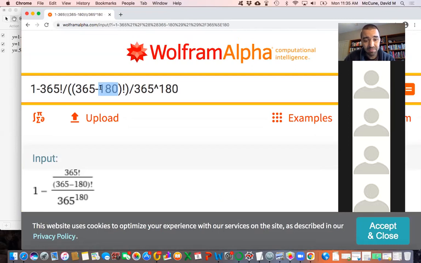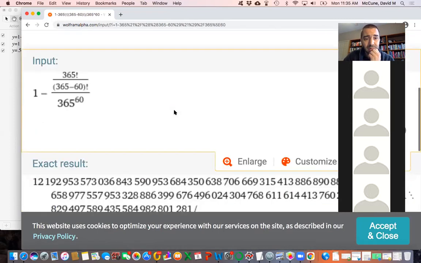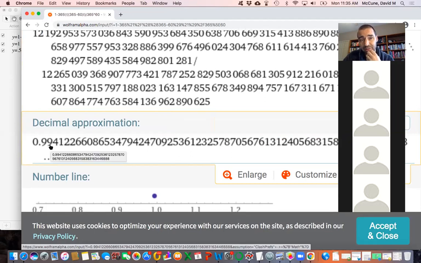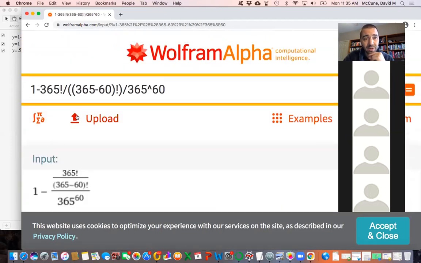Let's say maybe there are like 60 people in the room. It's still 99.4%. So if you have 60 people in your room at a party, it's basically guaranteed that somebody shares a birthday with somebody else.